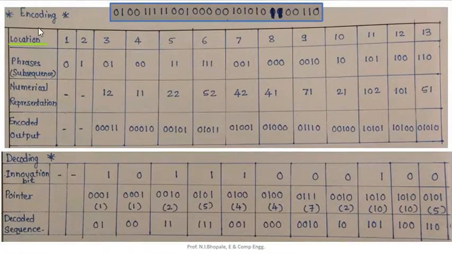So we are preparing the very first row of the encoding table, that is the location. These are the locations mentioned as 1, 2 up to 13. These locations can be increased until the phrases are satisfied till the end. Right now these are the locations. Now let's check what the phrase is.